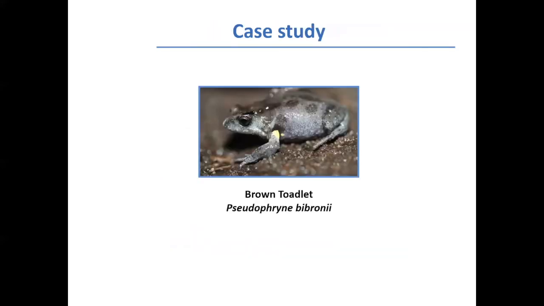Okay, so that sums up the most important practical considerations to consider when designing your experiments. I'd like to move on now to a brief case study. The case study I'll be presenting today is a research study that Phillip and I conducted in the brown toadlet, Pseudophryne bibronii. Brown toadlets were once widely distributed along the eastern seaboard of Australia, but in recent years have suffered rapid declines and are currently listed by the IUCN as near threatened.